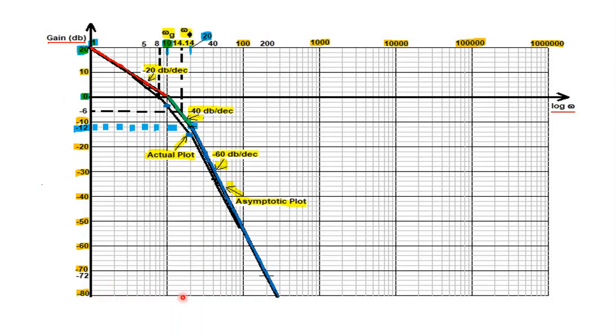So, logarithm is taken along the x-axis, and no logarithm is taken along the y-axis. That is why it is called a semilog sheet. That means linear scale along y, logarithmic scale along x.